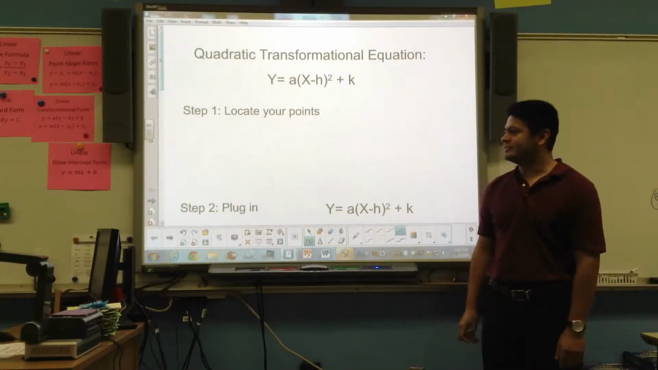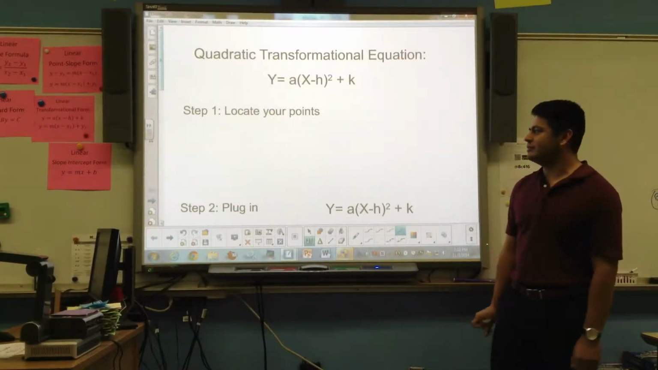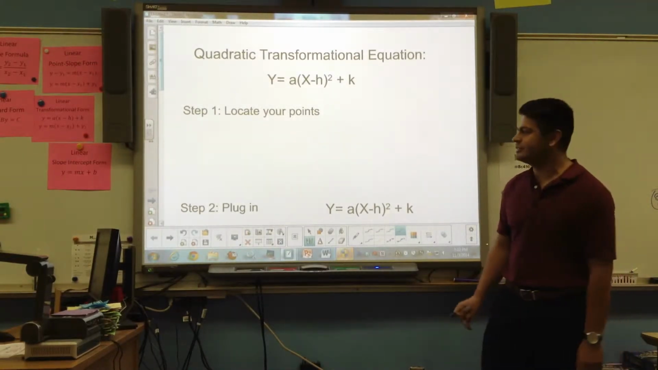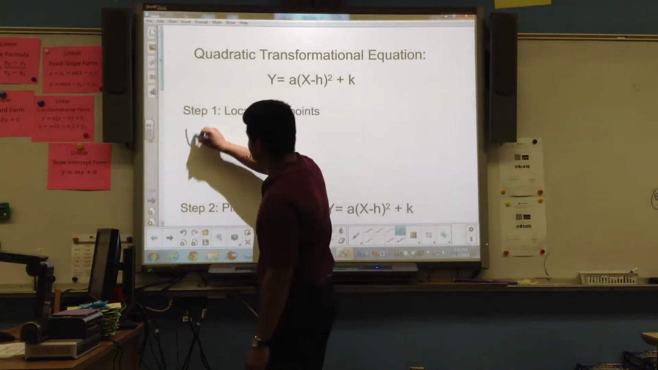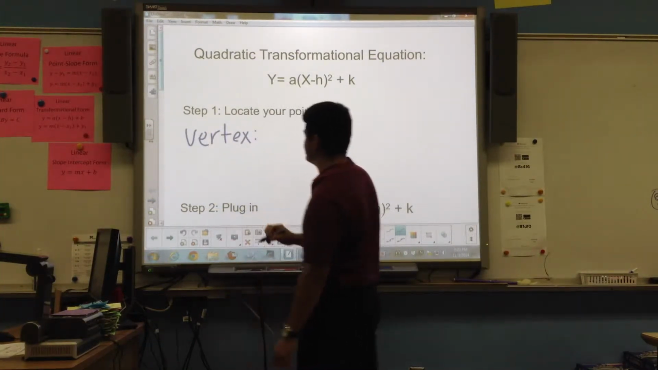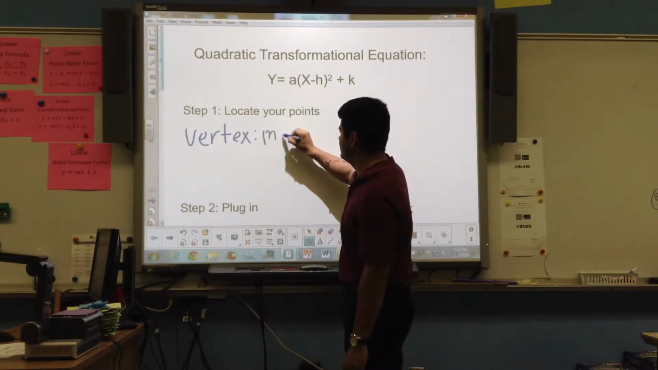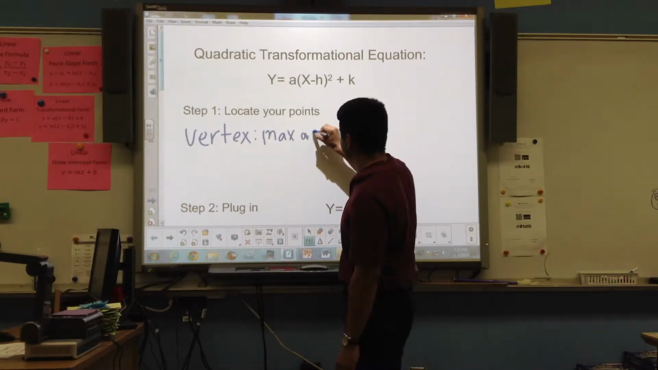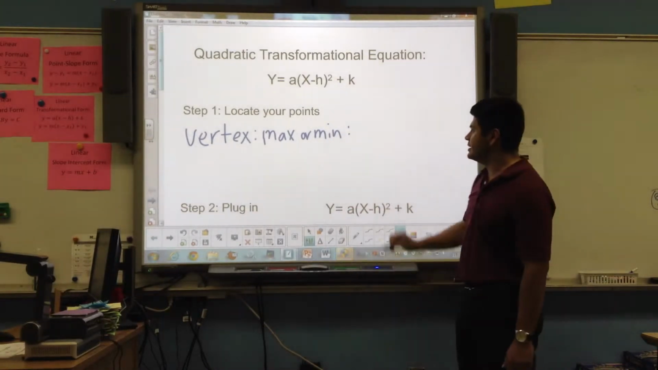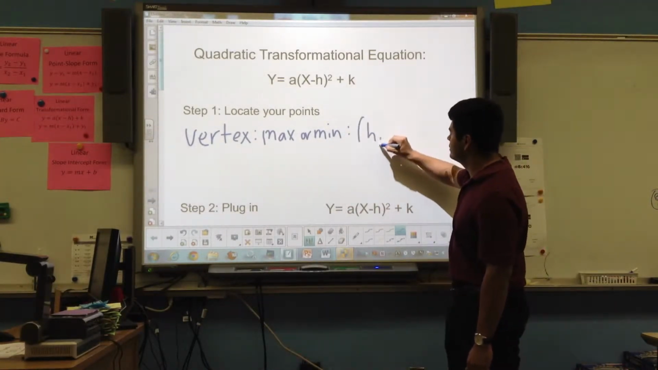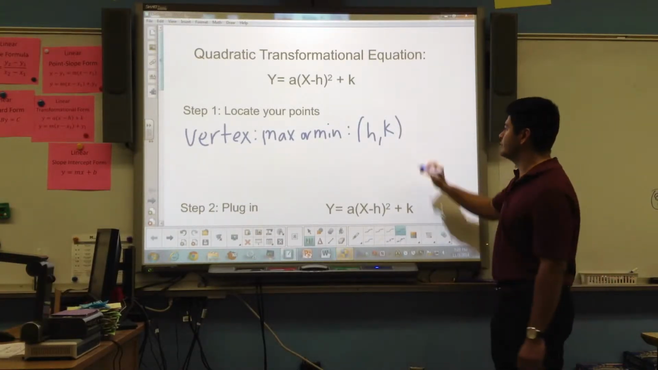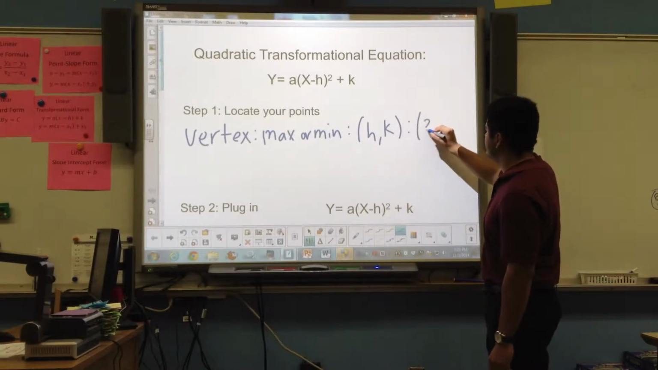I'm Mr. Garcia. Today I'm going to walk you through step 1, which is to locate our points. Remember that we need 2 points. Our first point is going to be our vertex. Remember that our vertex is a max or a min. Our vertex is always going to be in the form h comma k. And my vertex for this particular problem is going to be 3 comma 10.